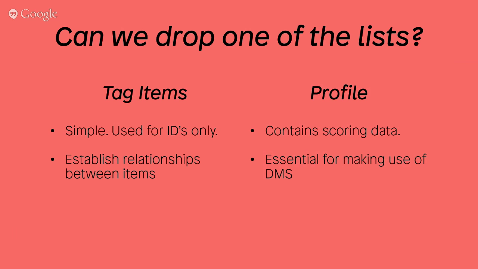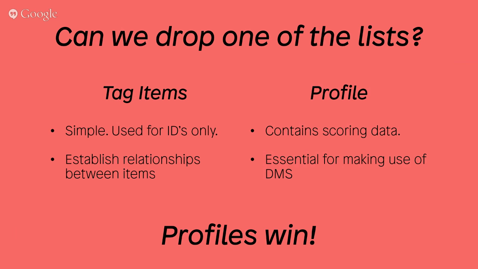So that tells me that we can't get rid of profiles because they're essential to the way DMS works, and they also contain more information than the tag items. So if we were trying to find a way to reduce the amount of work that a user has to do, I would get rid of the tag items. So profiles win.